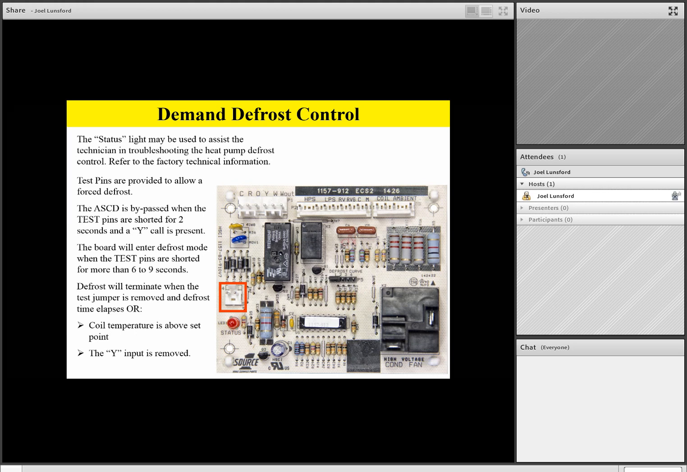Now remember, if you jumper the test pins for less than 2 seconds, nothing happens. If you continue to hold that short more than 2 seconds, you'll bypass the anti-short cycle timer. In addition, if you continue to hold that short 6 to 9 seconds, it'll go into a defrost. Now, it should be noted, as long as you hold that jumper, it ignores the sensors. In addition, if the coil temperature is above set point, when you remove the jumper, it'll come out of defrost. Or if you lose the Y signal for compressor operation, that will also terminate defrost.